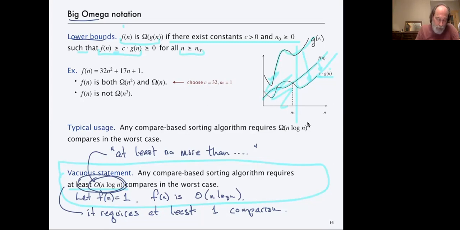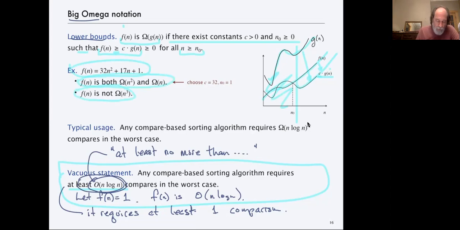Okay, so for example, let f of n be this function that we looked at before. We'll claim f of n is big omega of n squared and also big omega of n, but it's not big omega of n cubed.